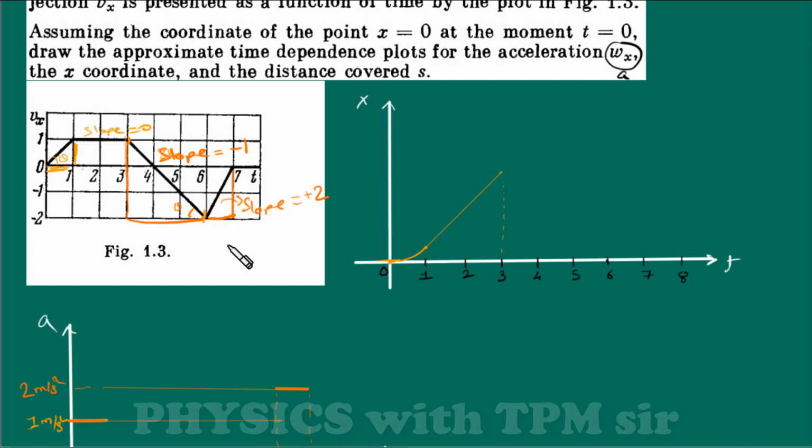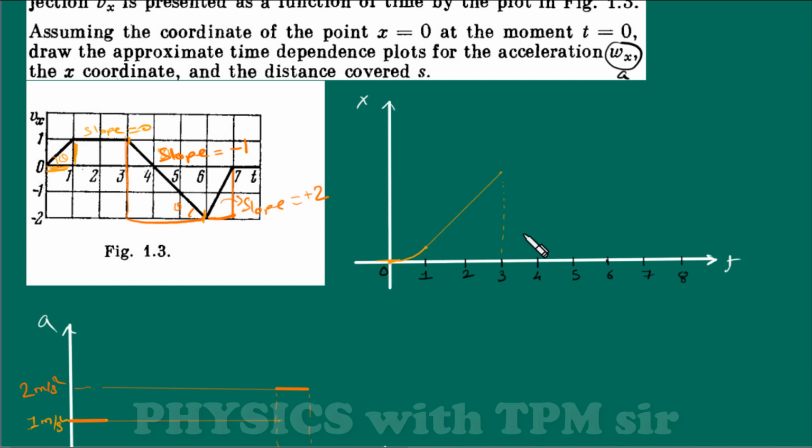We know that continuously velocity is decreasing, acceleration is negative. That means the graph will open downward. But before that we must check that at t equal to 4, velocity has become 0. That means the slope of the position time graph must become 0 at this point.